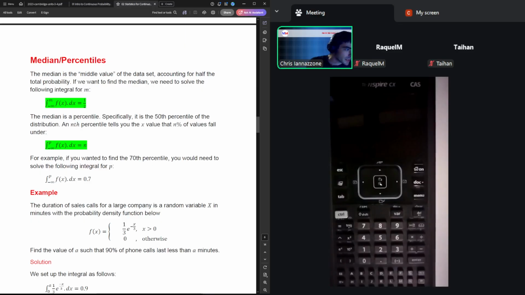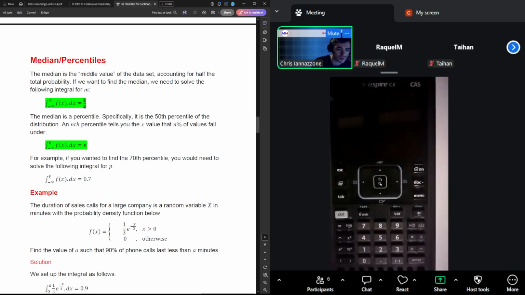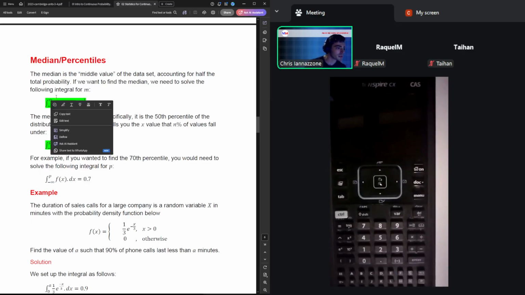Next up, median and/or percentiles. This is something that's pretty much exclusive to continuous probability. We don't look at this for discrete. The median is you actually solving for the middle value of your data set, and it's got to account for a total of half of total probability in your given scenario. So if you want to find the median, what you're essentially doing is solving for the upper bound such that your total area under the curve is equal to a half. You want to find whatever upper bound gives you that.